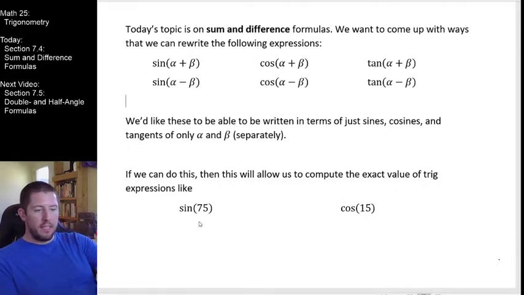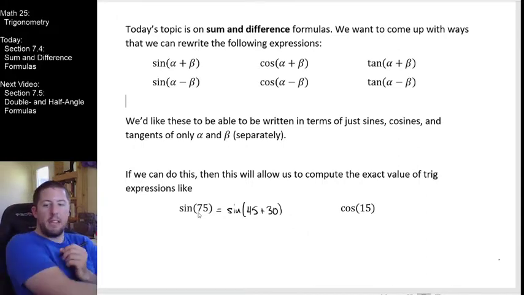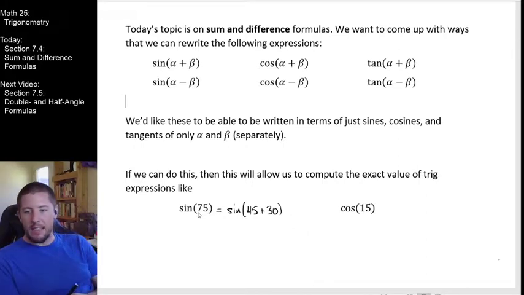I'm noticing things like the fact that sine of 75, I could re-express this as sine of 45 plus 30. And if I write it like this, then now in terms of 45s and 30s, those are angles that I know. And so it seems plausible that we could end up coming up with an exact number that sine of 75 degrees is equal to, because of the fact that we know about things like sines and cosines of 45 degrees and of 30 degrees.